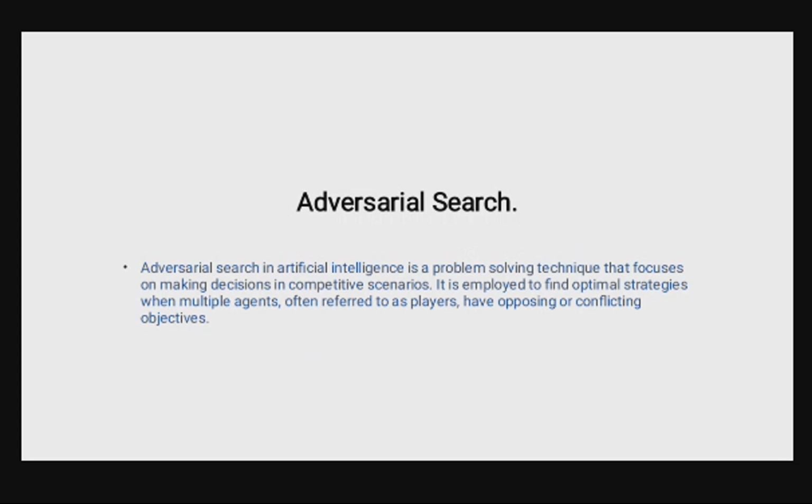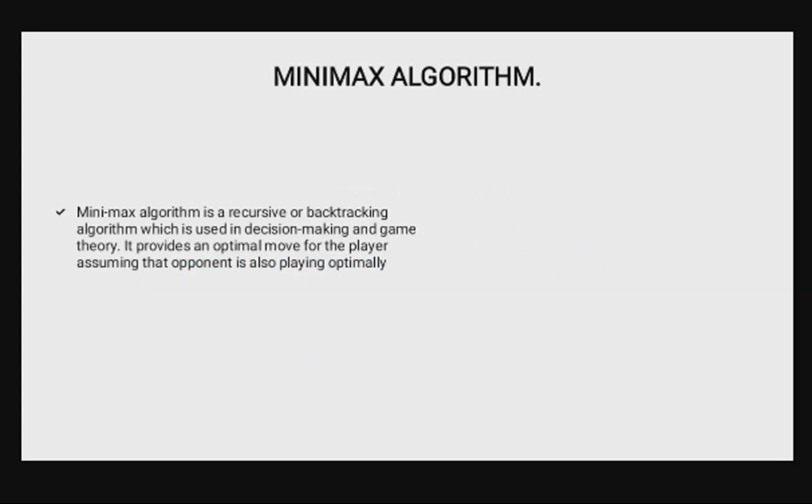The next search algorithm is adversarial search, and adversarial search is a problem-solving technique that focuses on making decisions in competitive scenarios, whereby this is usually used in games. It is employed to find optimal strategies when multiple agents, often referred to as players, have opposing or conflicting objectives. Then the next algorithm is the minimax algorithm.